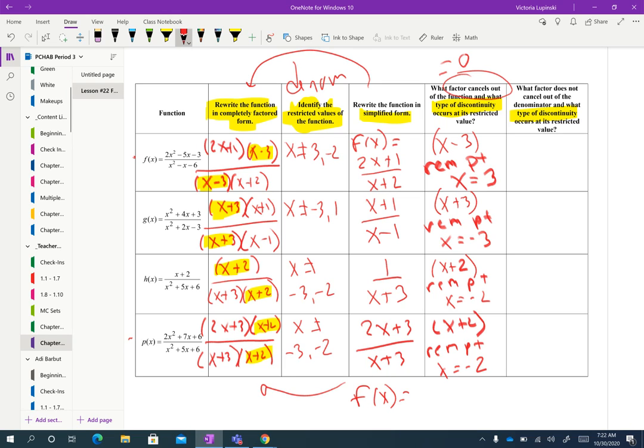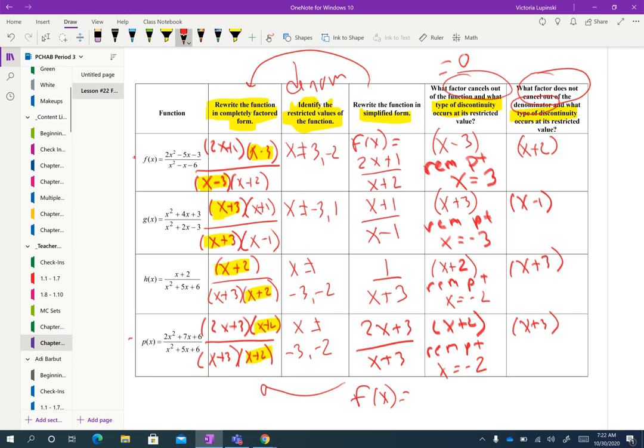So again, every time you have a factor that cancels out, that is always where your removable point discontinuities are going to be located. Whereas in the final column, you're talking about a factor that does not cancel out, and in this case, you're talking about the denominator. So what factor does not cancel out of the denominator? In each of those examples, it's the non-highlighted factor. So that would be x plus 2 versus x minus 1 versus x plus 3 versus x plus 3.